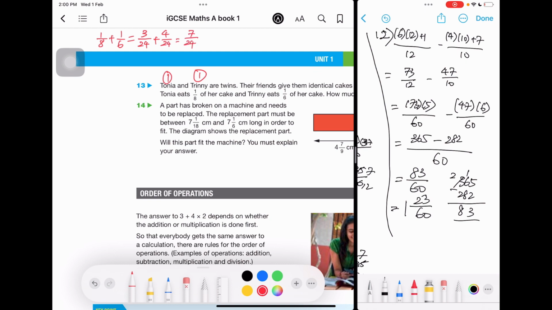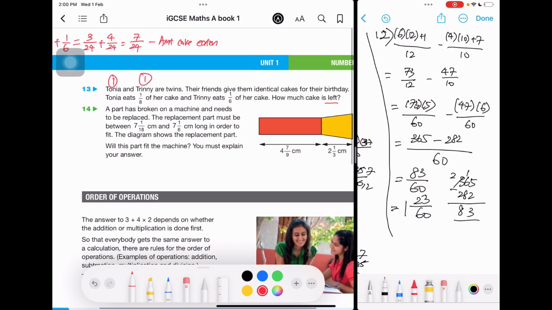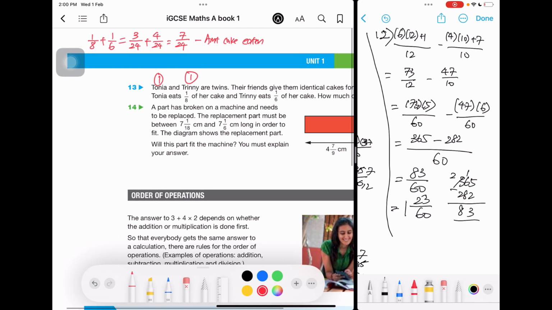Okay, this was the amount of cake eaten. Because there are two full cakes, we would like to figure out how much cake is left. Therefore, we will move on to find out 2 minus 7/24. This gives you the amount of cake that is left.